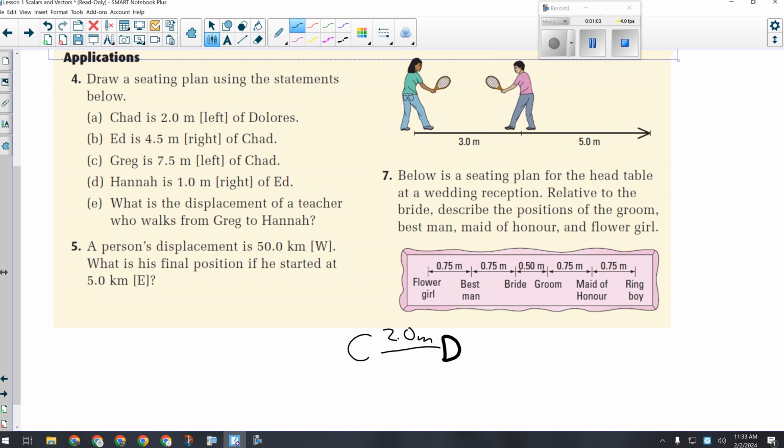Okay, Ed is 4.5 meters to the right of Chad. Okay, Greg is 7.5 meters left of Chad. So there's 4.5. I need another 3. Okay, so that's Greg. And Hannah is 1 meter right of Ed. Oh, sorry, I put Ed in the wrong place. Sorry, guys. Let me back that up. I put Ed left when he should have been right. I promise I know my left from right. Okay, Ed is 4.5 meters right of Chad, which makes him 2.5 meters right of Dolores.